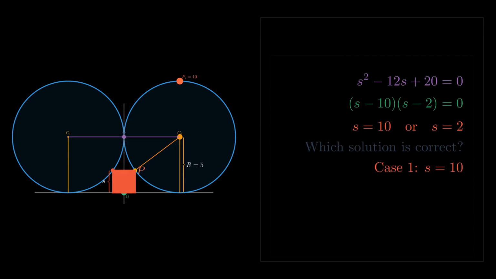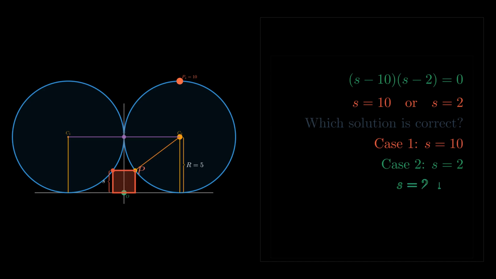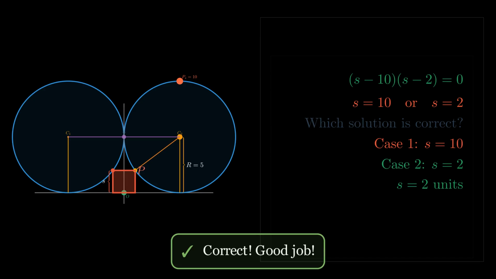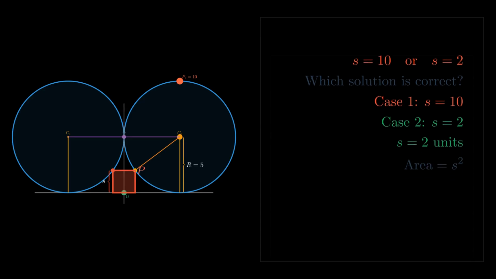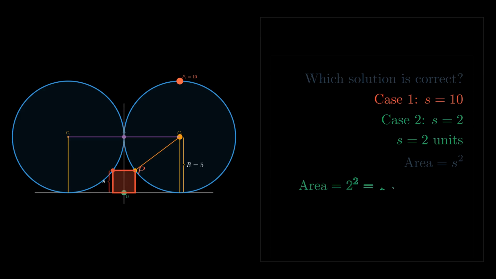The second solution, s equals 2, corresponds to the smaller square positioned between the circles, consistent with the problem's geometric constraints. Therefore, the unique correct side length of the square is 2 units. The area of a square is the square of its side length, s. With s equal to 2, the area is 2 squared, which results in 4 square units.